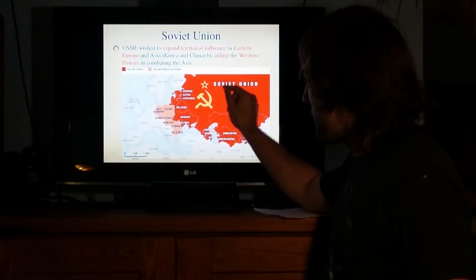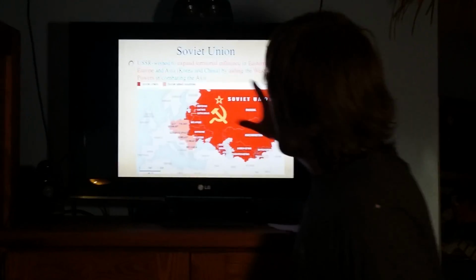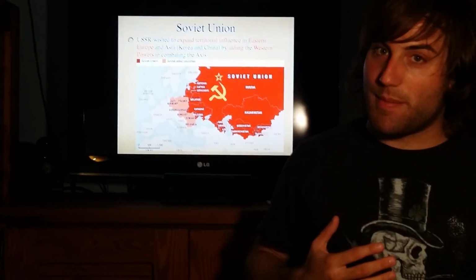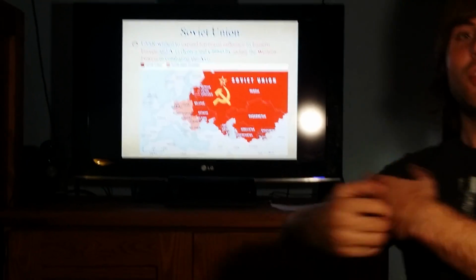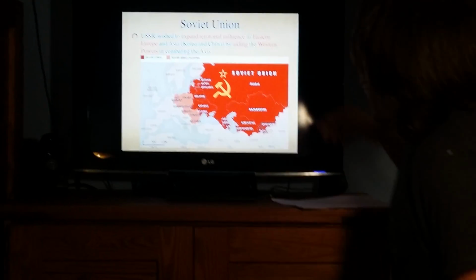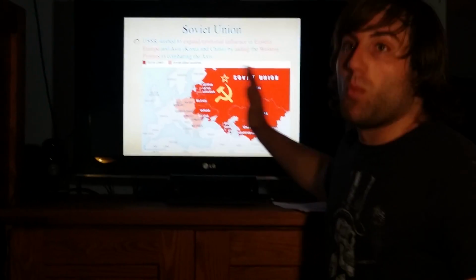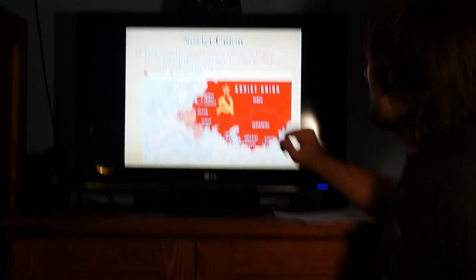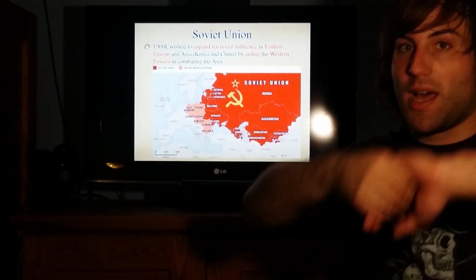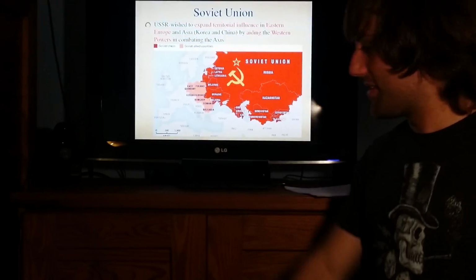This goes back to what we talked about before, regionalism. In this case, the thing that everyone in this region or area shared was communism, which was everyone sharing something for the greater good. And in this case, regionalism was called the Warsaw Pact. However, they wanted to accomplish this by aiding or allying themselves with Western powers in combating the Axis.